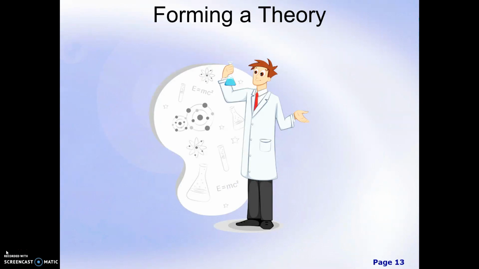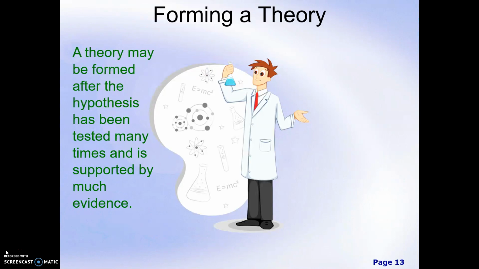So then we take that and we form a theory, and I'm going fast because I don't want to make this very long, but if you need to pause it, go ahead, go back and pause. Forming a theory. So after we do our experiment, we get our hypothesis proven or disproven, we can form a theory. So after it's been tested many, many, many times, and we have a lot of evidence to support it, it can become a theory.